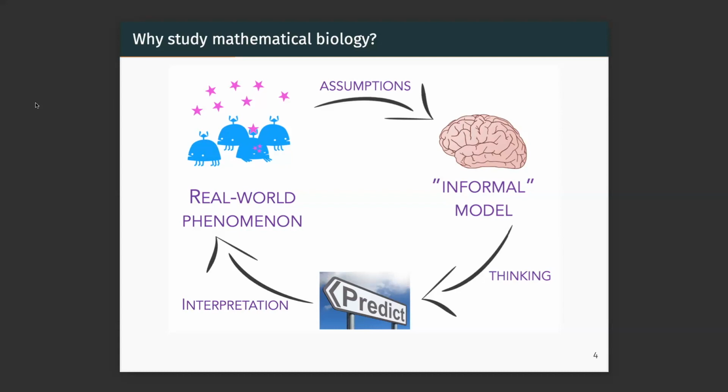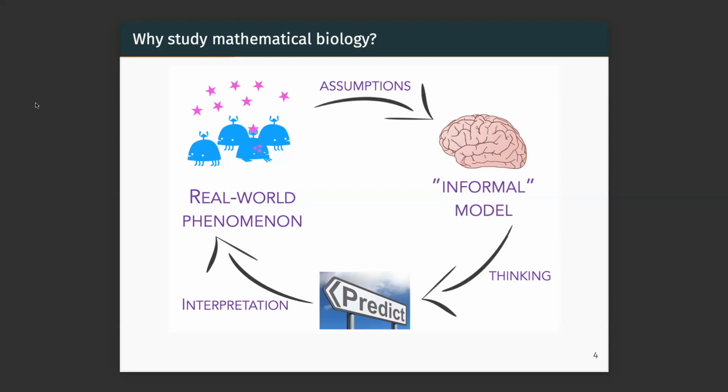You see some real world phenomena, and then we make some assumptions about, okay, well, clouds can mean rain, say. We come up with informal models in our brains. We think about those and we come up with some intuition to make some predictions. Okay, do I need to take an umbrella with me today or not, right? And then we interpret those in the context of what happens.